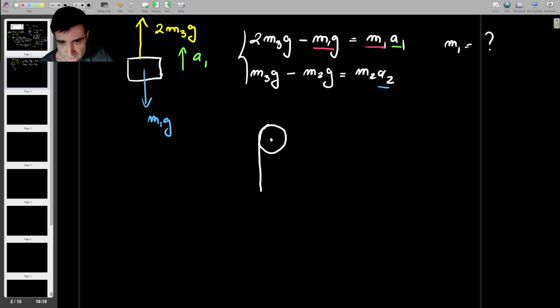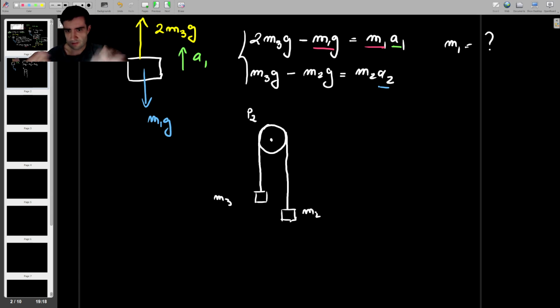So we have pulley P2, and there's mass M3 here and mass M2 here, and that's it. Obviously the masses are moving. Well, M3 is not moving, but in general they are moving.